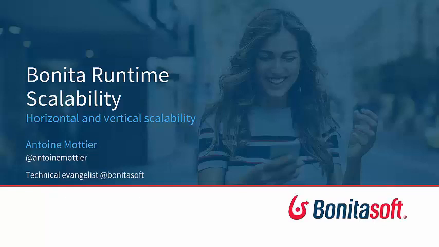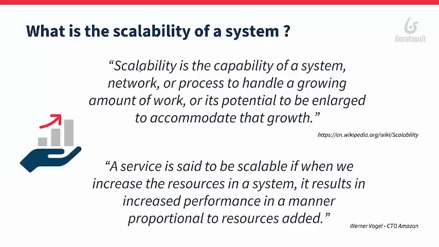So let's start right now, and we'll first have this definition of scalability. The first quote is from Wikipedia, and it tries to define what the scalability of a system is. It's basically the capability of the system as a whole, every component of the system: the network, the server, the software, every piece of the system. How it handles a growing amount of work, how it deals with this load that comes from the users, from external systems, and how it adapts to accommodate that growth.